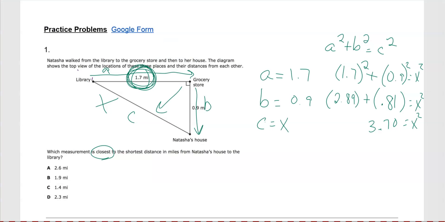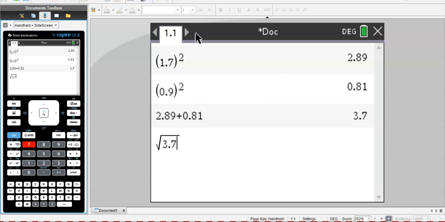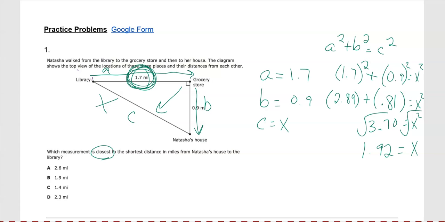Okay, so we have 2.89 plus 0.81 equals x squared, so 3.70 equals x squared, and then we're going to take the square root of both sides. So let's go ahead and do that in our calculator. Okay, so the square root of 3.7 is 1.92. All right, and we can look at our answers here and see that the closest to 1.92 is 1.9.